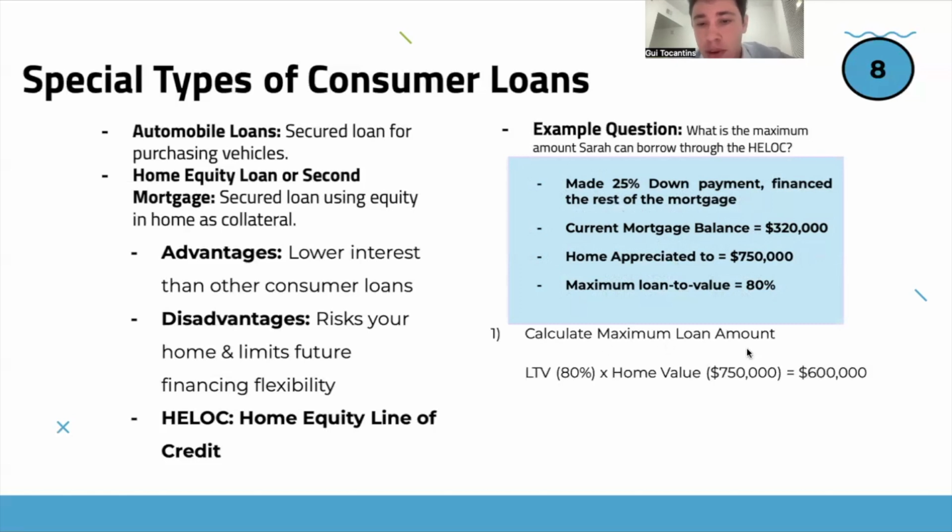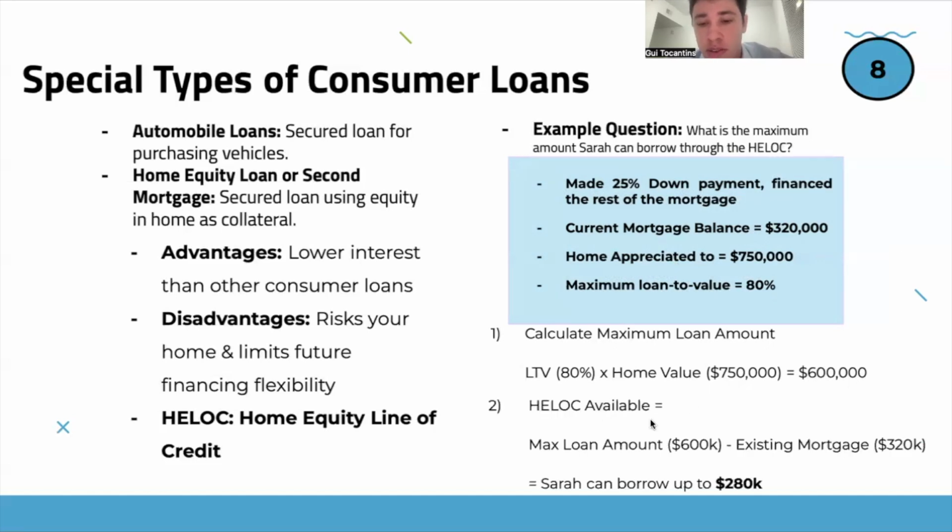To calculate the maximum loan amount, which is the first step, you take the loan to value, in this problem 80%, and you multiply it by the current new home value, which is 750,000, and you get $600,000. Then you calculate the HELOC available for Sarah, and you do that by taking the max loan amount, in this case $600,000, and subtract the existing mortgage, $320,000 specified in the problem. So the answer for this problem would be $280,000.